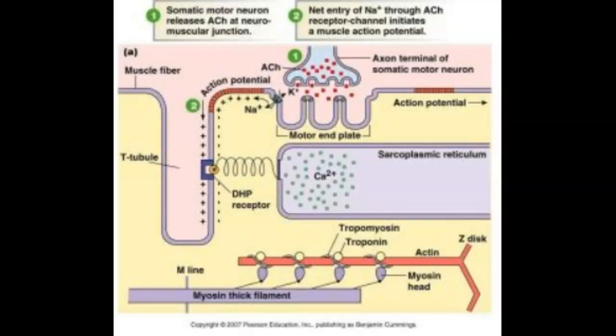Sodium rushes in and the sarcolemma depolarizes, and the regional depolarization spreads rapidly. Potassium channels open and the region repolarizes. Immediately after the action potential passes the membrane, permeability changes again. Sodium channels close and potassium channels open. Potassium rushes out of the cell and the cell repolarizes.